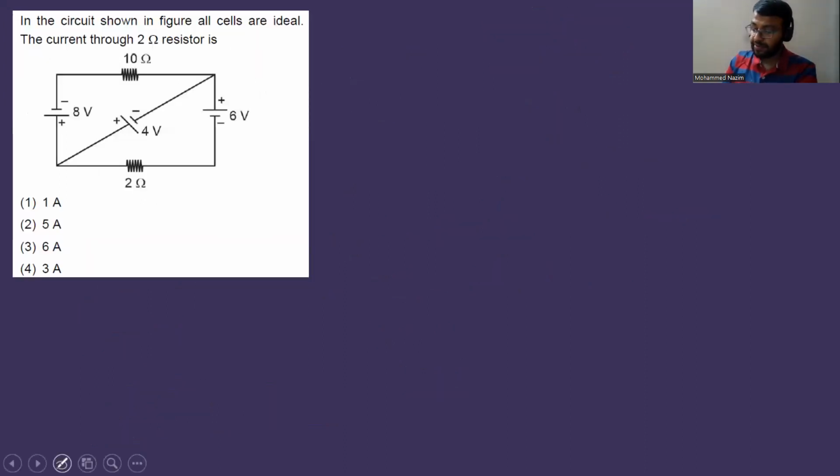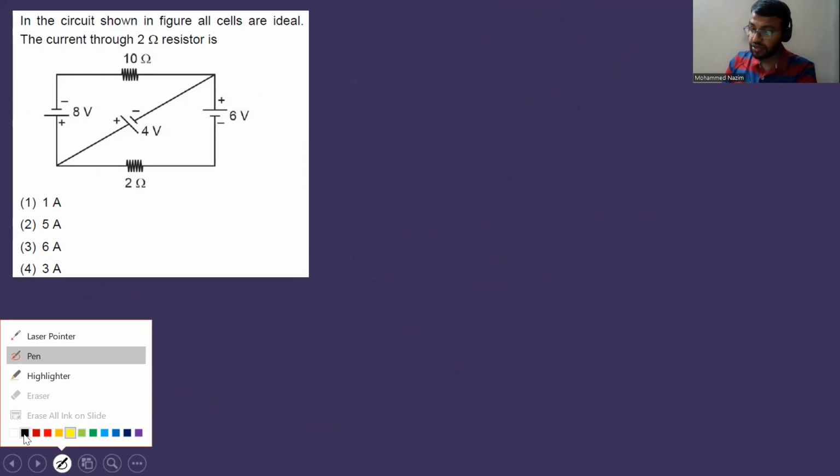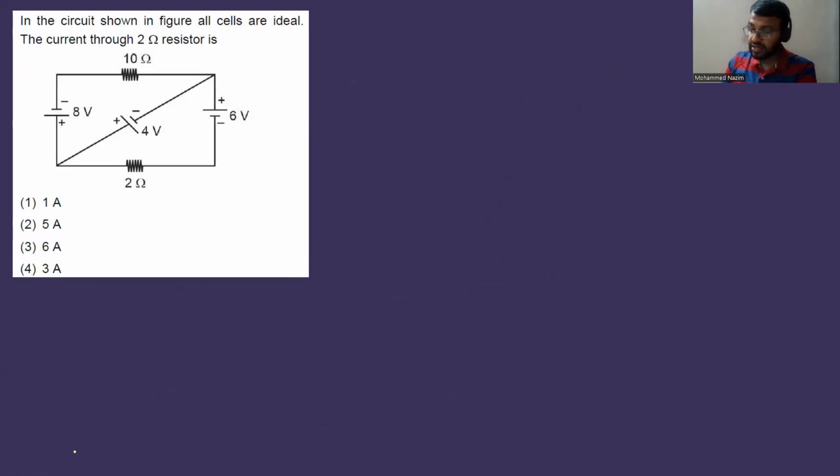Let us see the next question. In the circuit shown, all cells are identical. The current through 2 ohm resistor is. See here, you need not get worried by seeing the number of cells. It's not that we have to apply KVL all the time.